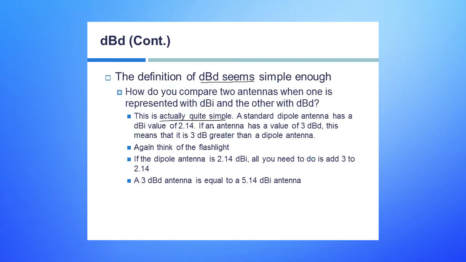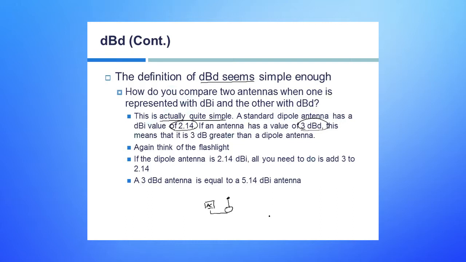So a standard dipole antenna has this dBi value of 2.14. And then if I get this antenna that has a value of 3 dBd, what are the dBd again? The dBd is the measurement of the gain versus the power coming out of that antenna. So I'll draw my typical picture here.